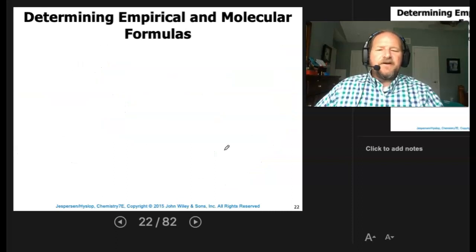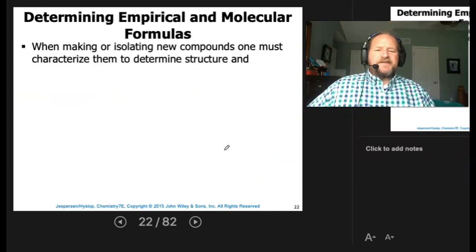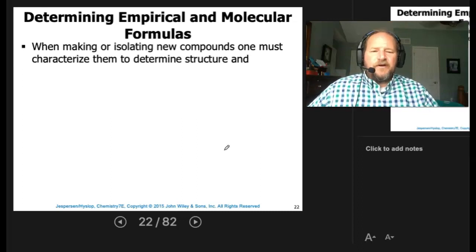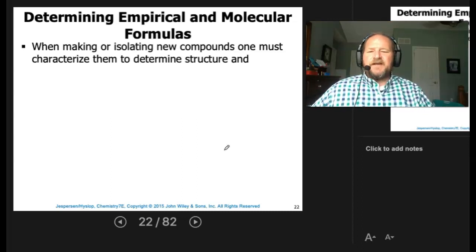All right, so determining empirical and molecular formulas. Again, we'll use these same ideas, but what are these things we're talking about, empirical formulas and molecular formulas? Molecular formulas we've studied already. We know what molecular formulas are, but what is an empirical formula?